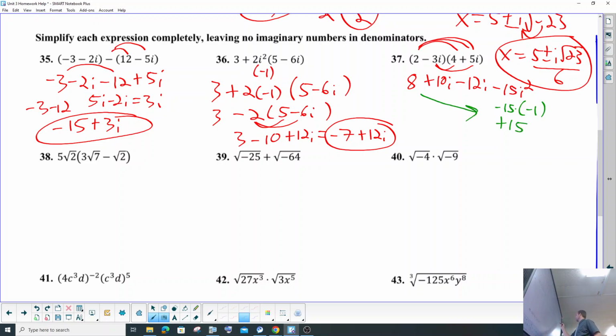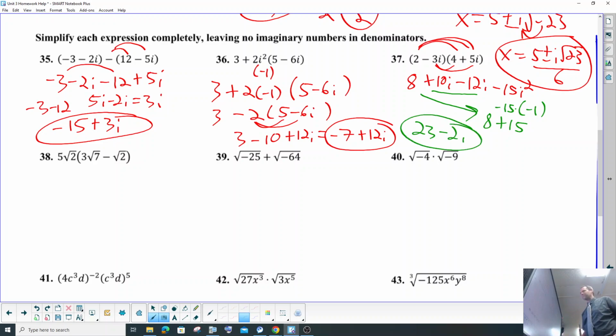And then positive 15 with 8, what is that? 16, 17, 18, 19, 20, 21, 22, 23. So we get 23. And then what's 10i with minus 12i? The i just comes along for the ride. So 10 minus 12 is what? The bigger number is 12, so you're still negative, and the difference is 2. So that's minus 2i. Did you get the right answer? Are you going to ace the final exam?